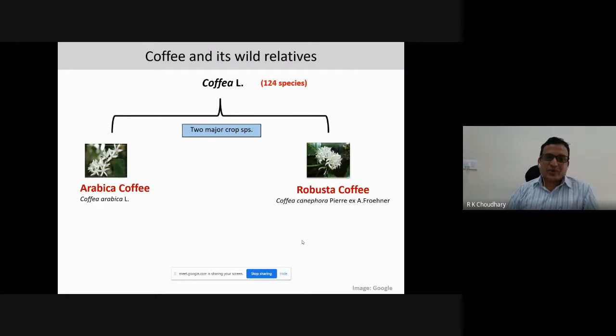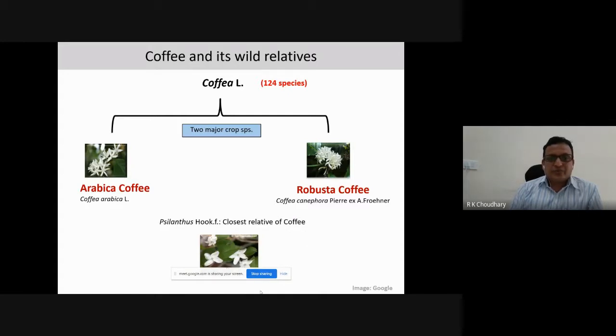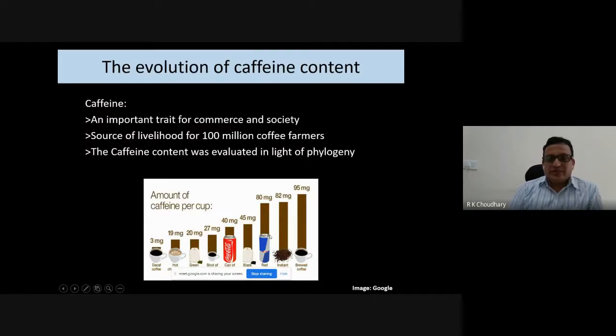But the crop coffee, the one which is being used as our regular coffee, comes from two famous species called Coffea arabica and Coffea canephora, where you have high caffeine content. And one of the most allied groups is Psilanthus, where you don't find caffeine at all. So these researchers tried to understand the relationship of all those species and how caffeine has evolved in this Coffea group.